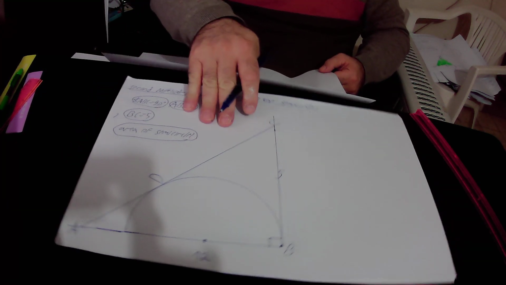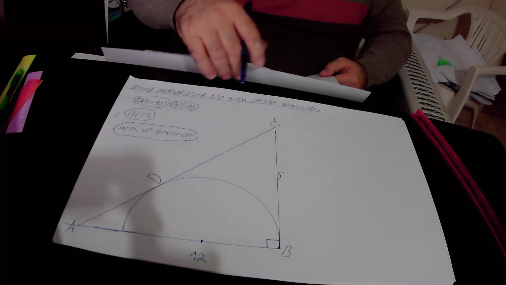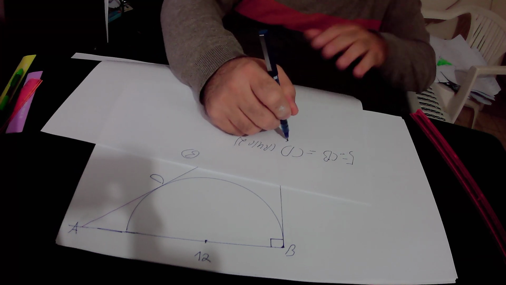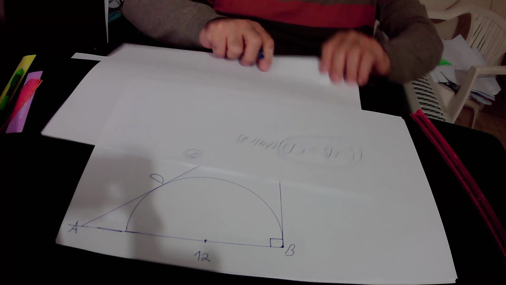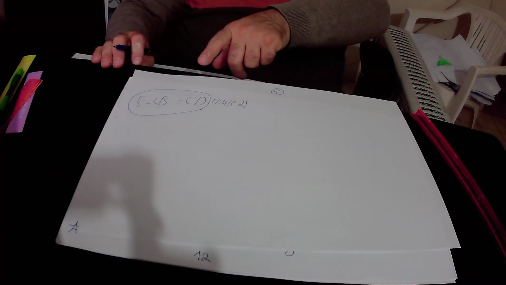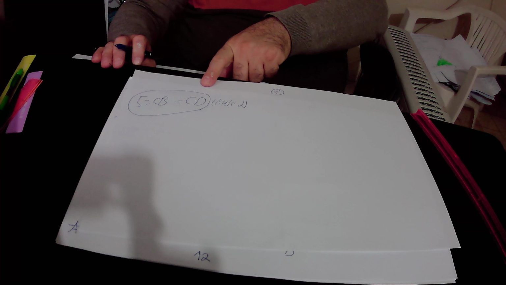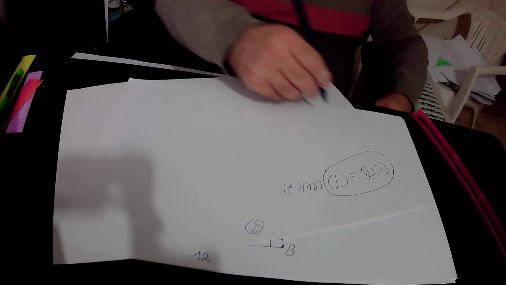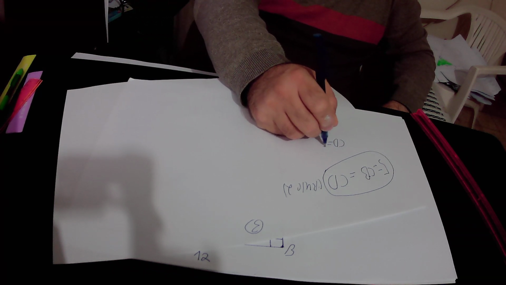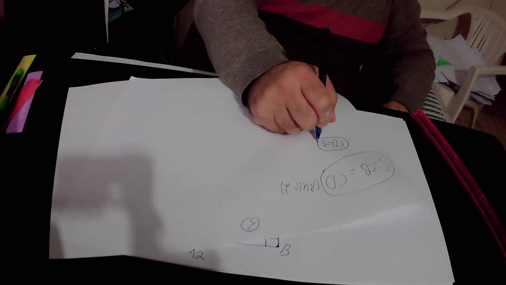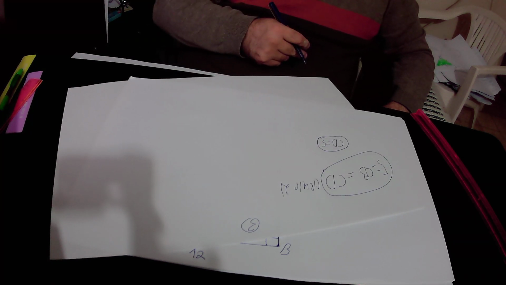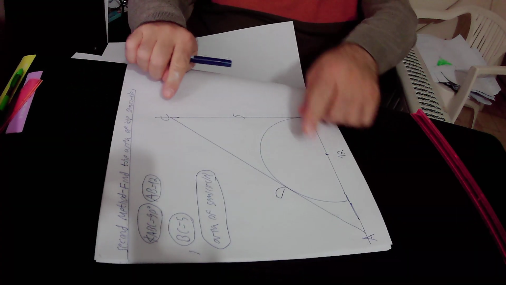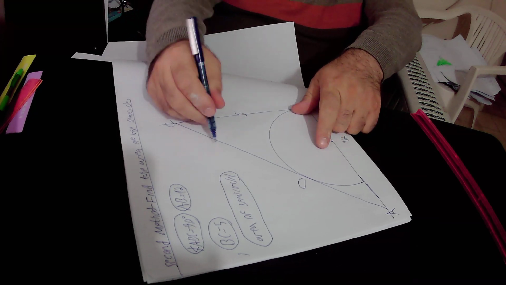But it is given in the question that CB equals 5 units. So I can write here that CB equals 5 units. And from this equation, we will get that CD also equals 5 units. So we can write here that CD, this line segment, this CD or DC equals 5 units.